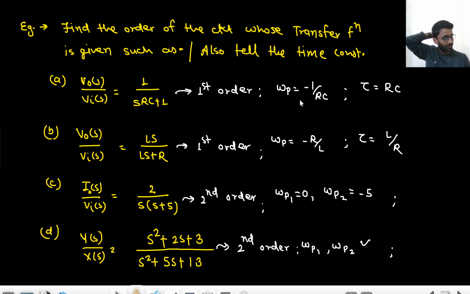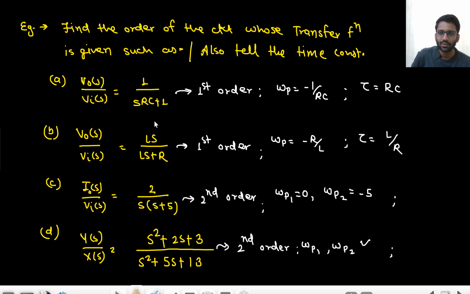First order circuit, only one pole. Pole is at minus 1 by RC, time constant is the negative reciprocal. First order, pole is at minus R by L, time constant is L by R, okay? Second order, two poles are there. First order, two poles are there. And here there is a zero as well.